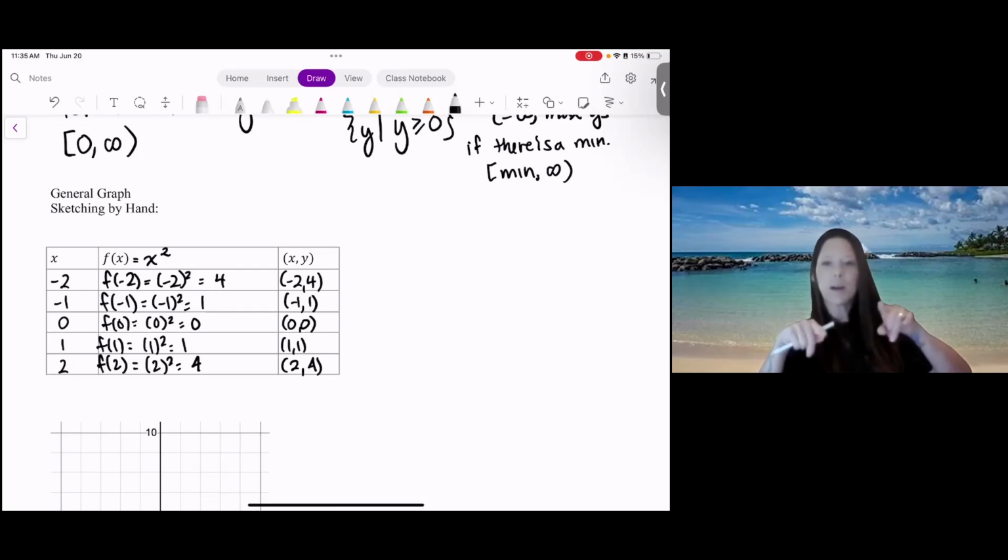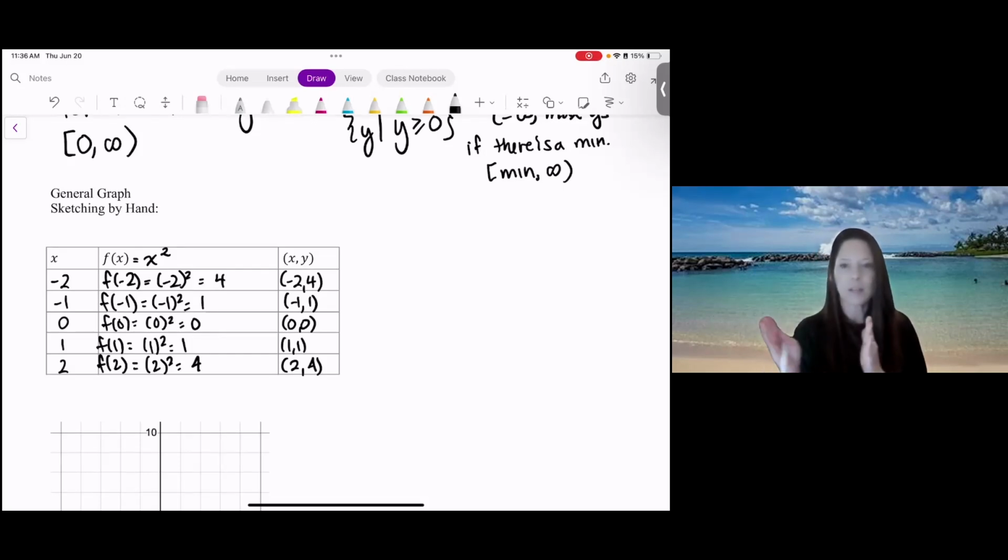Notice that for both my positive and negative 2, I had the output of 4. For my positive and negative 1, I had the output of 1. This is an even function. It is symmetric about the y-axis. So wherever your line of symmetry is, your graph is going to be symmetric. Whatever you do from the vertex on one side, you need to do the same on the other side.